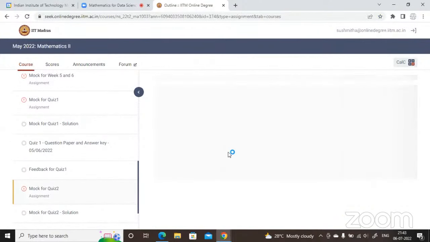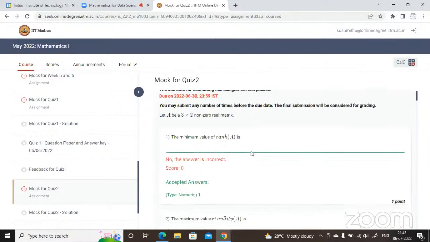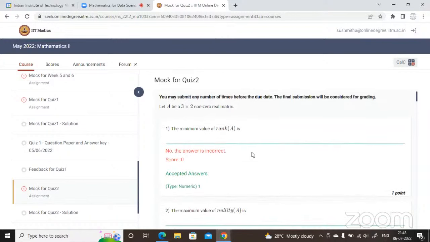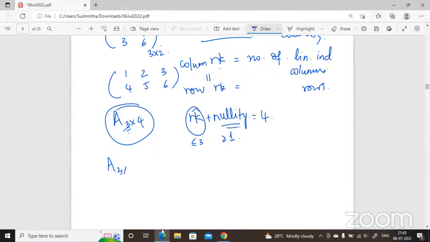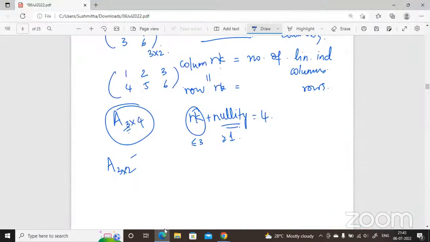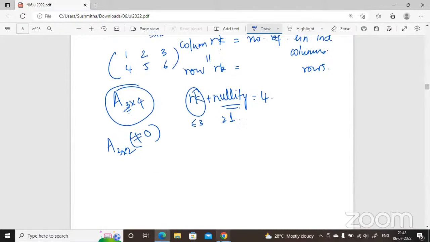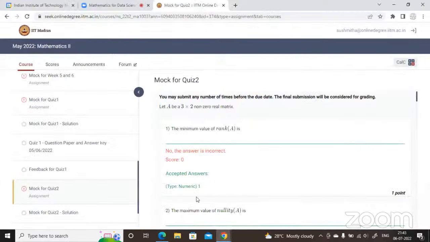Okay. Madam, just to clarify: when we say rank, is it representing the number of independent rows and dependent variables? In the mock, they are asking for the minimum value of rank. So the maximum rank is the minimum of the rows or columns, whichever is smaller. Maximum rank can be that only. So rank can never be minimum 0?